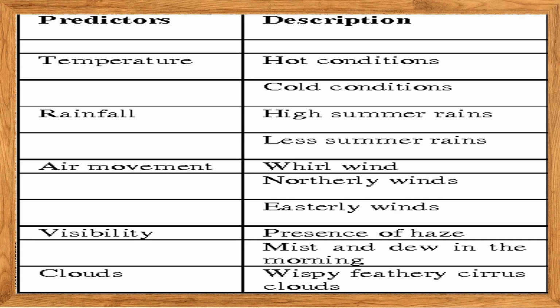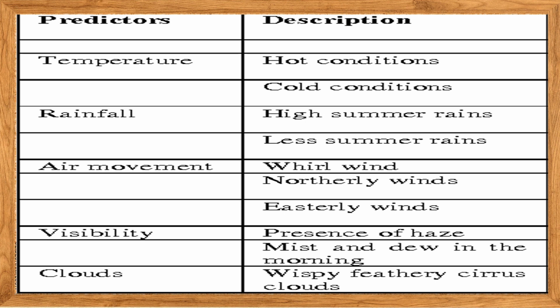So what are these? We have the temperature, so we can know if it's hot or cold outside. Then we have the rainfall or precipitation. If it's summer, we have high summer rains or less summer rains, something like that. We also have the air movement or wind movement. We have westerly winds, northerly winds, easterly winds. We talk about the wind direction. So where do you think this wind comes from? It comes from the north or it comes from the east.